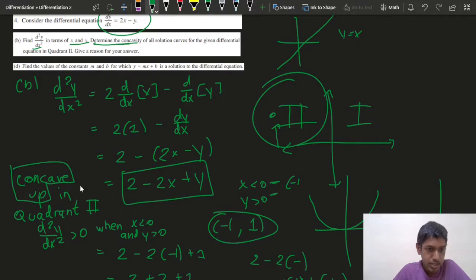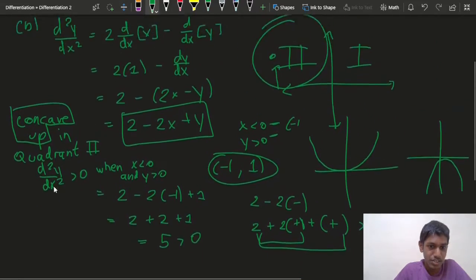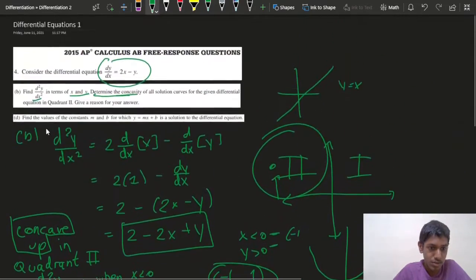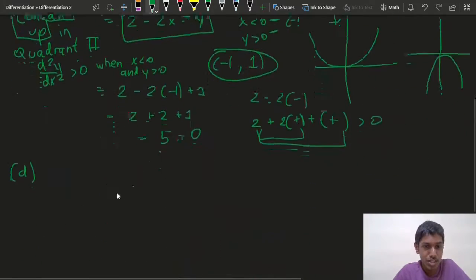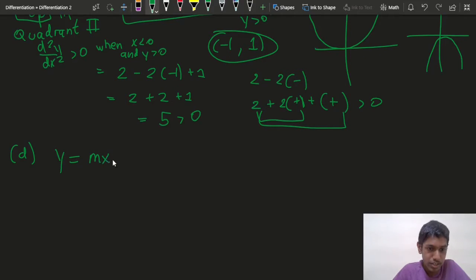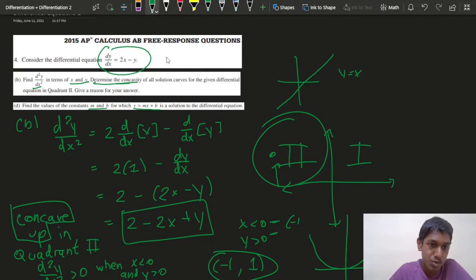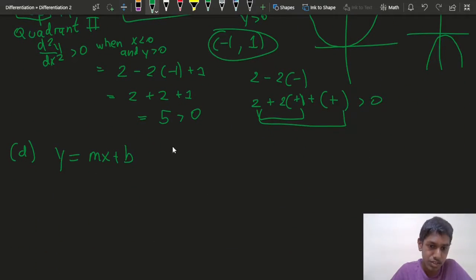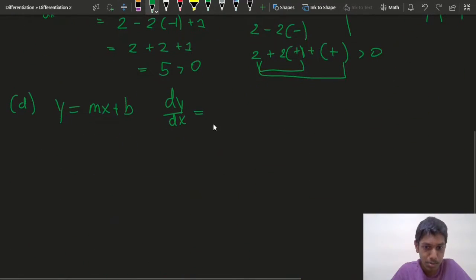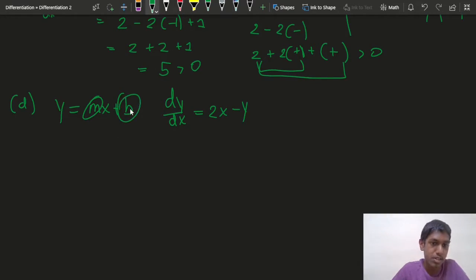Okay, great. Now we've got to do part D, which may not be as obvious. So let's read this here. Find the value of the constants m and b for which that is the solution. Let's just write down what they give us, always a good idea. And then I'm going to write down this differential equation too, because they mentioned the differential equation in that sentence, so that's probably worth writing down. And we just want to find what m and b are. So what's a good idea to do?